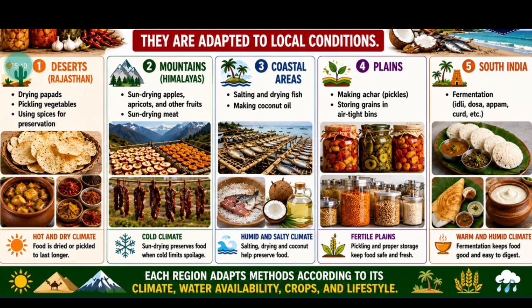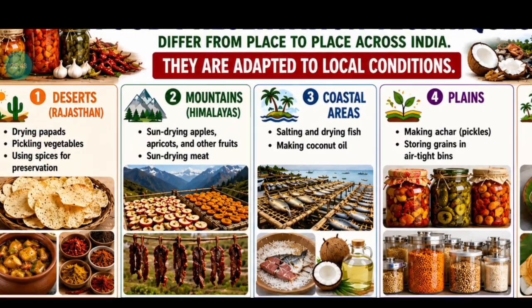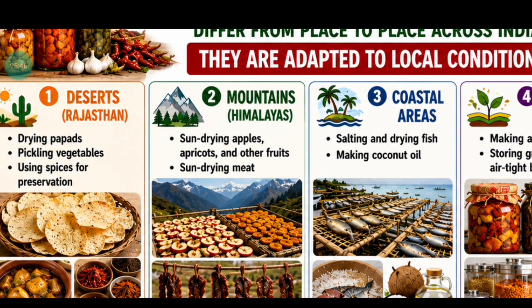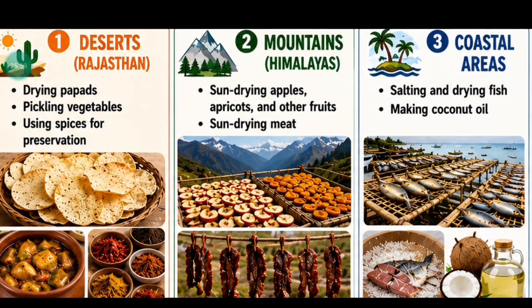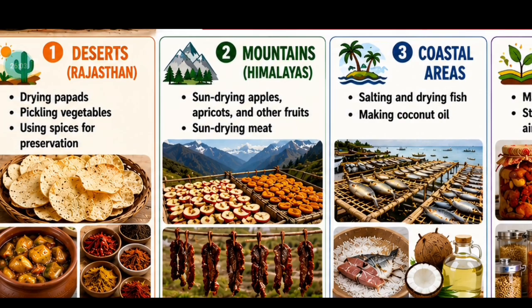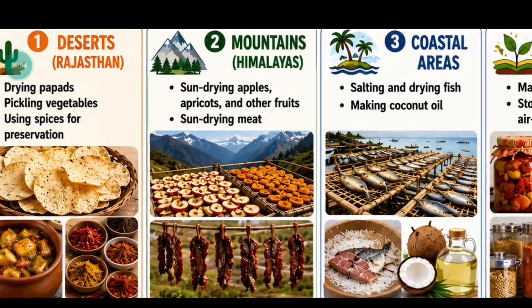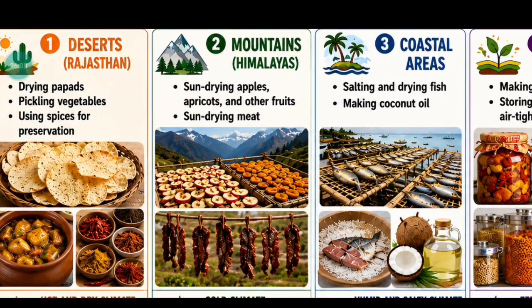So let's find out. Here I have mentioned some for you, and about this there is a lot of research you can do, and you can mention your points. In Rajasthan, in the desert area, there is drying papads, pickling vegetables, using spices for preservation, right? So this is the condition of Rajasthan. Now come to point number 2. In the mountains, the Himalayas, there is sun drying of apples. They use this drying technique for apricots as well, and other fruits, and sun drying meat also, right?